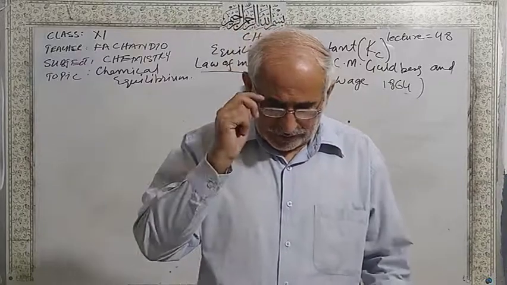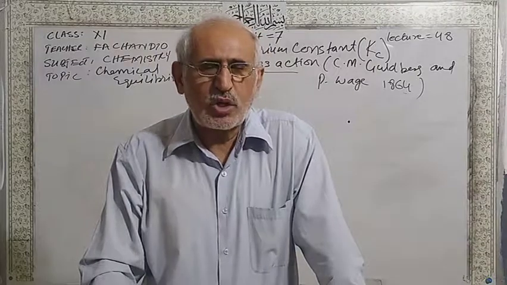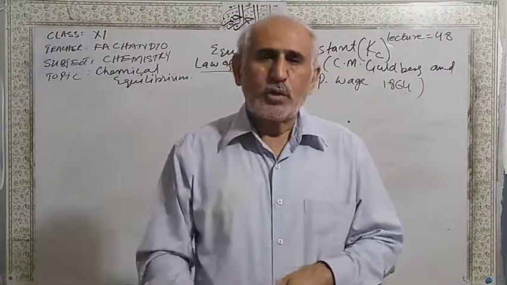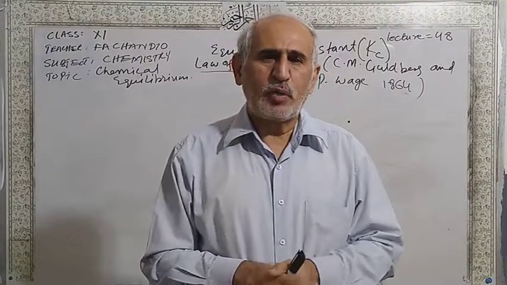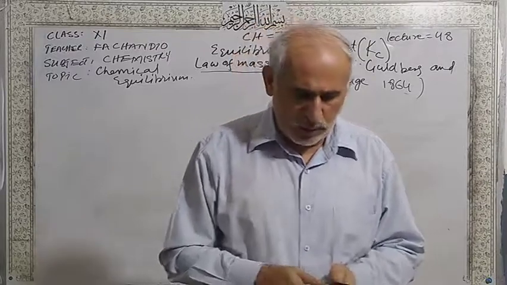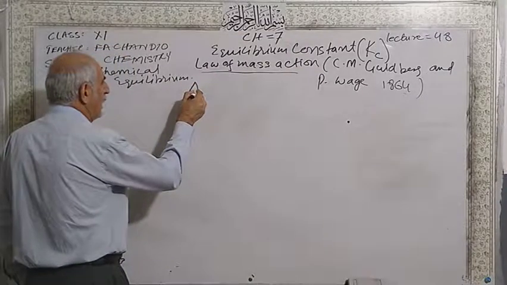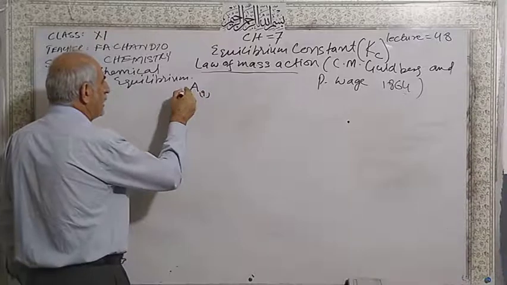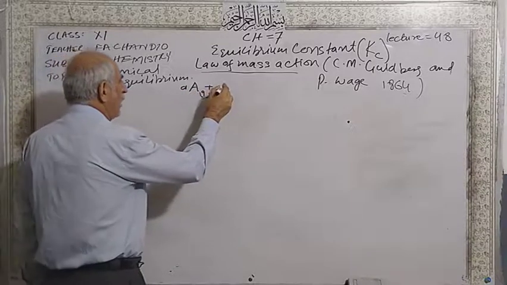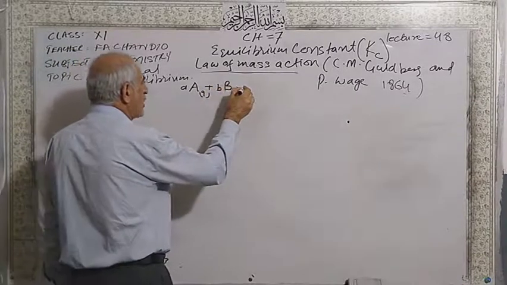So we have active masses, I told you, the concentrations of the reactants and products in moles per decimeter cube. The unit of concentration is moles per decimeter cube, and concentration is denoted by square brackets. So I am going to write the general equation. This is reactant A, with the number of moles, active masses, molar concentration, plus reactant B in the gaseous state. These are the numbers of moles in the balanced chemical equation.